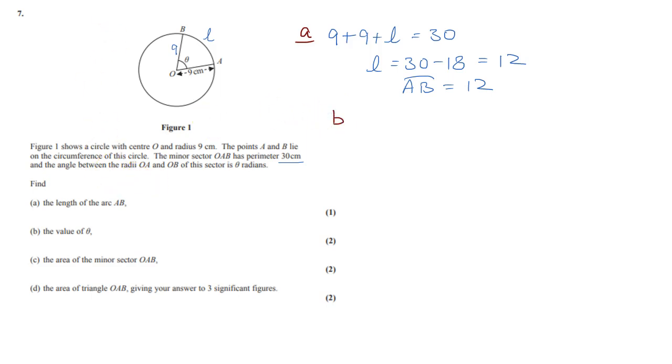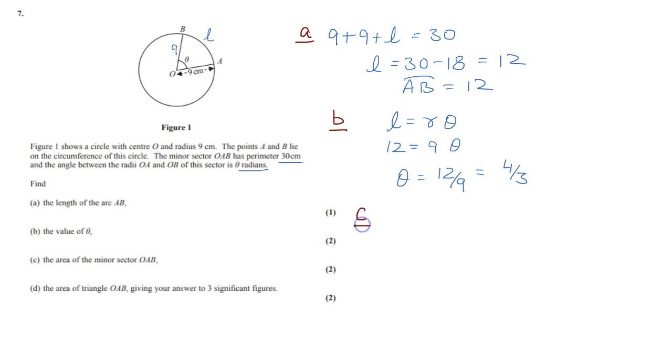Part B. Find the value of theta. We know that L is equal to r theta, where theta is in radian. So L is 12, r is 9, theta. So theta is equal to 12 over 9, or you can write it 4 over 3. That is the value of theta. This is part B.